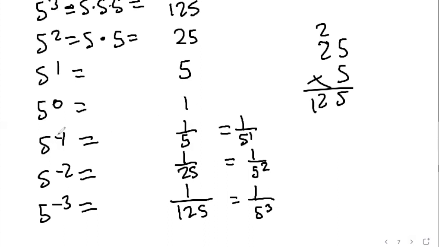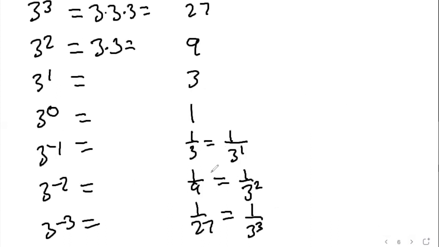So the negative in the exponent means that you have to do 1 over your answer. The negative in the exponent means you have to do the reciprocal. And then 0 in the exponent gets us 1. So it's the exact same pattern that we observed over here. It's the exact same pattern.